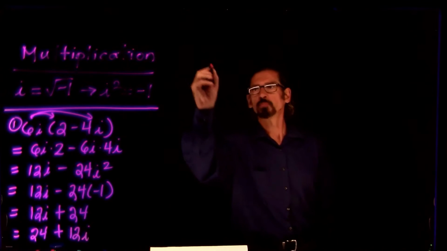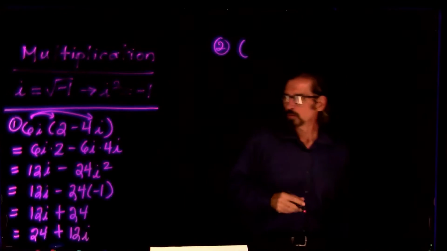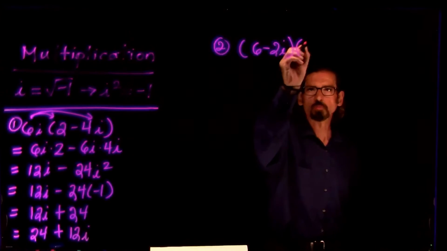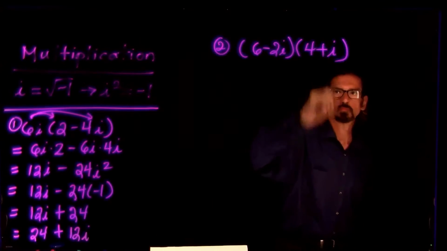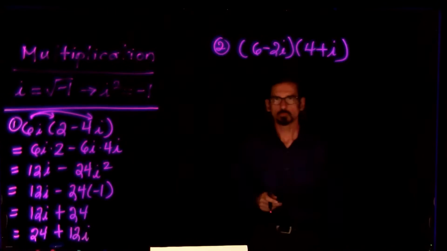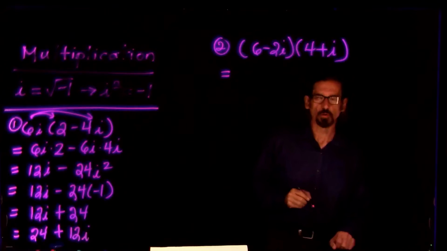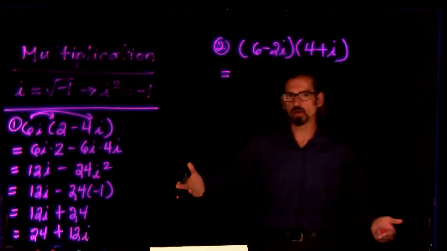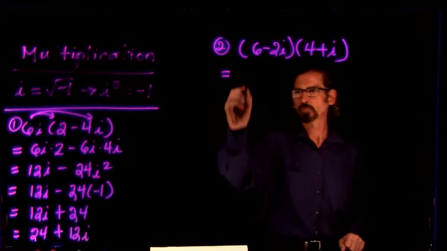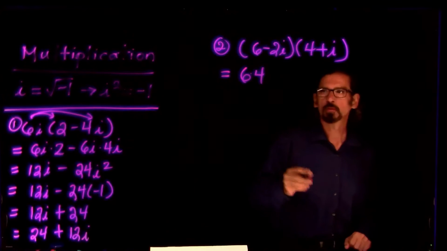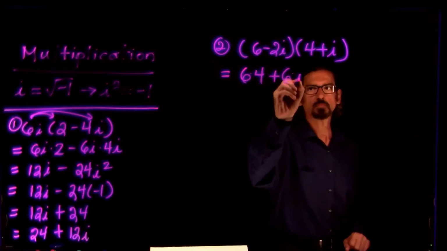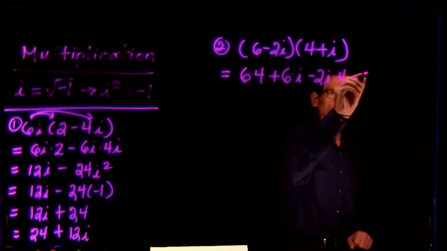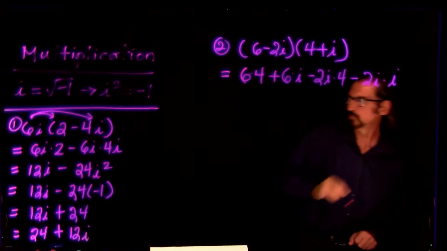Say we have to multiply 6 minus 2i times 4 plus i. Here's what we can do: just split. Because with a complex number in a plus bi form, you can think of those as having two terms in each of those. So we're going to have 6 times 4 plus 6 times i minus 2i times 4 minus 2i times i.